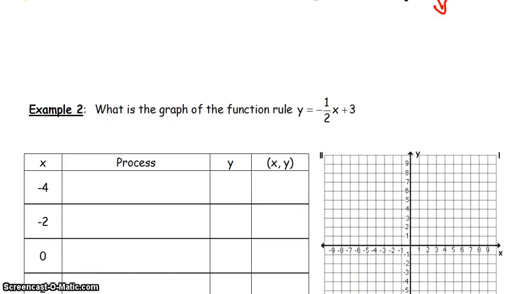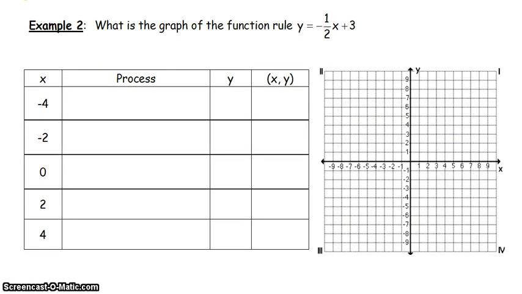On the next problem, the process is the same. Notice there's different values for x this time, and your function rule has a fraction. The process will be the same. I'm going to go ahead and take -1/2 times whatever value I'm substituting in for x and adding 3. Go ahead and press pause. Try to come up with all of your ordered pairs. When you're done, unpause so you can check your work.